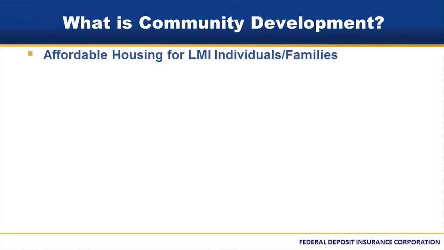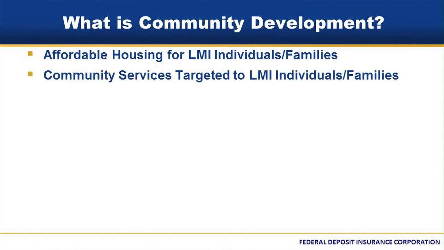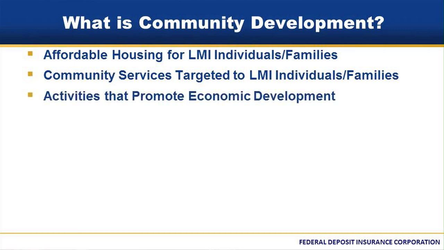The first is providing affordable housing for low or moderate income individuals. This includes multifamily housing. The second component is community services targeted to low or moderate income individuals. This would include community or tribal-based, child care, educational, health, or social services that are targeted to serving the needs of low or moderate income individuals or families. The next component is promoting economic development by financing small businesses or small farms. To qualify under this prong of the definition, the activity must meet a size and purpose test.